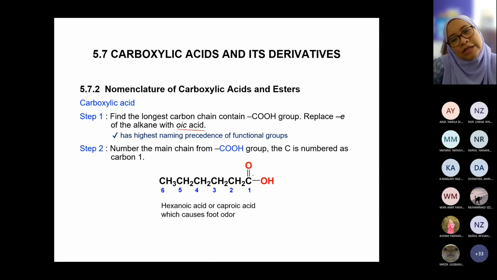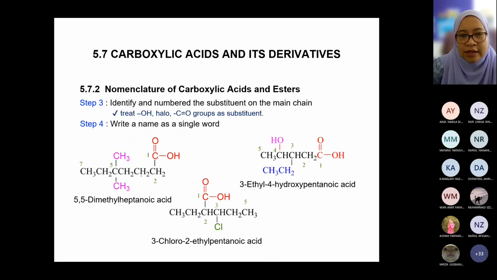Okay, alright. So of course it must be included in the parent chain, and it must be assigned carbon number 1. It must start from that carboxyl group. And then the rest is the same as usual. You treat substituents, for example, identify and number the substituents on the main chain.